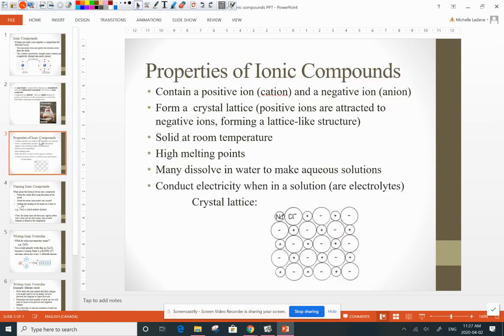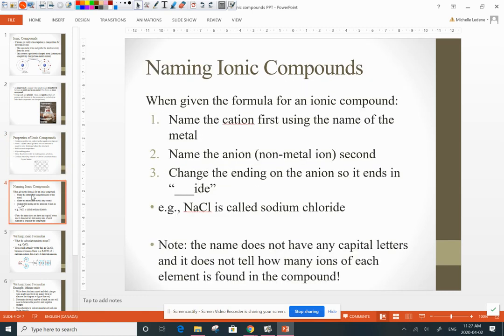So ionic compounds, you can read through the properties of them, like solid at room temperature. That's why we write the state S in brackets as solid. They have high melting points. They dissolve in solution. They conduct electricity, and largely because they have a metal in them.